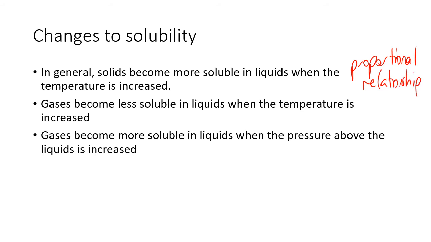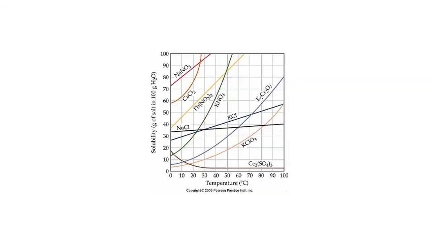Gases become less soluble in liquids when the temperature is increased. That's inversely proportional. And gases become more soluble in liquids when the pressure above the liquid is increased, which is a proportional relationship. Okay? So you just got to memorize those ones there.